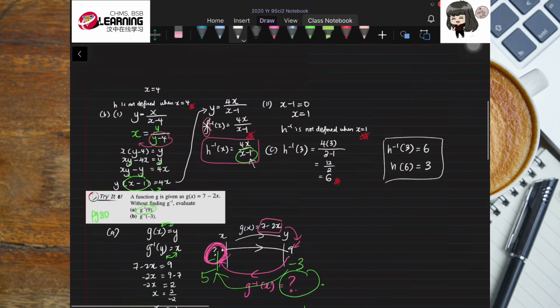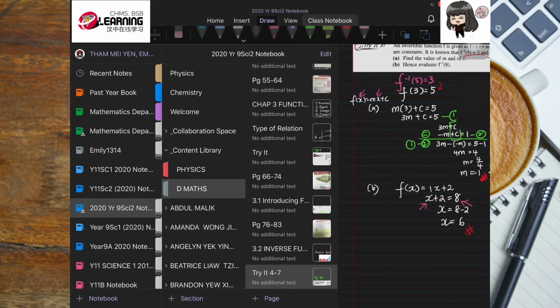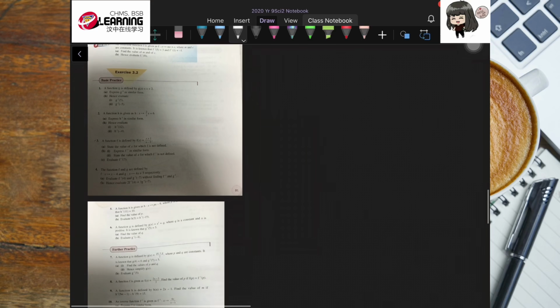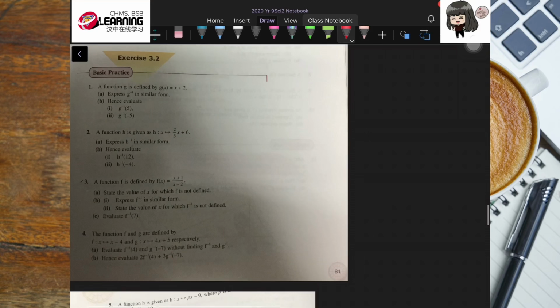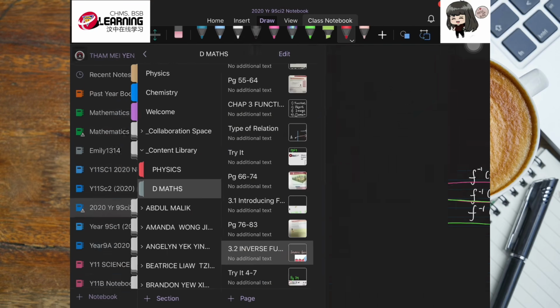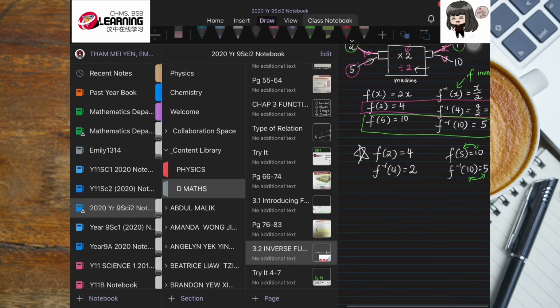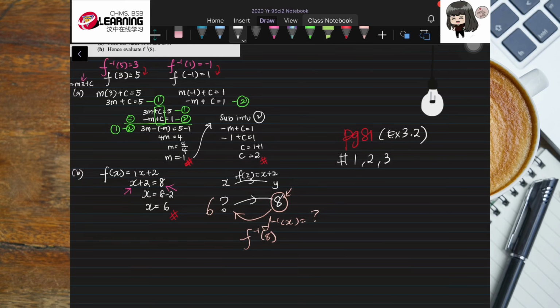Okay, and for Try It 4 to Try It 7, yes, you copy the question and the solution as well. And I would like you to do the questions on page 81, question number 1, 2, and 3. Okay, your task now is doing page 81, question number 1, 2, and 3. This is Exercise 3.2.